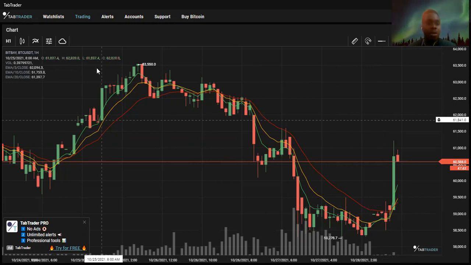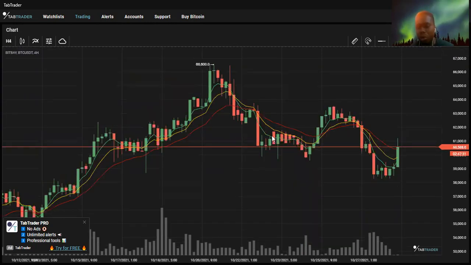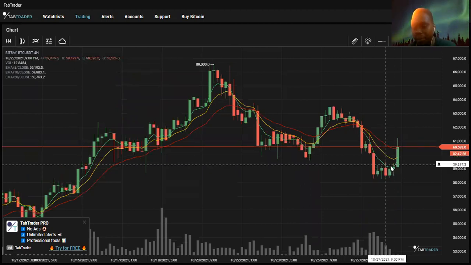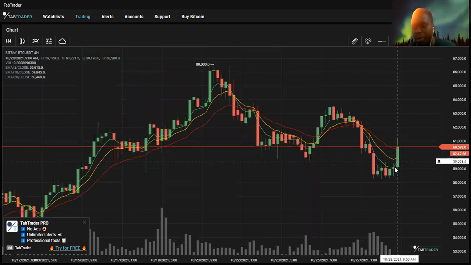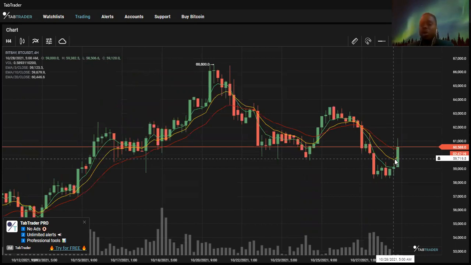Now we are on the 1 hour chart. Let's take the 4-hour chart. Everything will change, but the same process still applies. You can see the green line showing you that it's going up, but it has not come in contact with the yellow and red. So this is the 4-hour chart, so you are trading 4 hours. You are confident enough that this is going up.